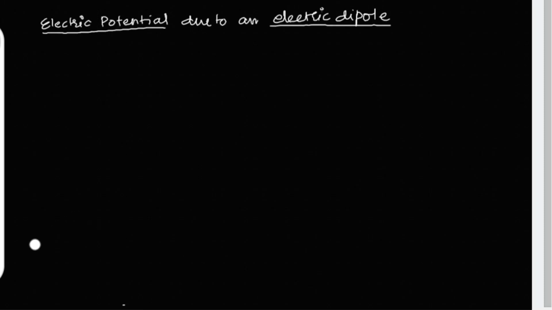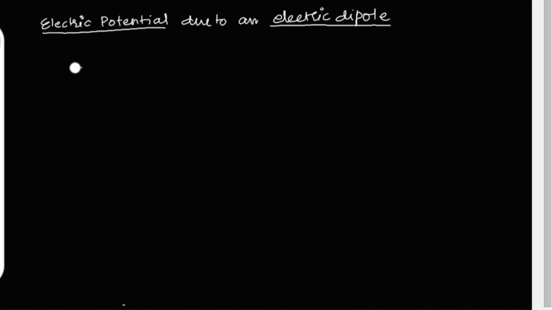Hello students, today we are discussing electric potential due to an electric dipole. Before learning this, we should know what an electric dipole is. In the previous standard we learned what an electric dipole is, isn't it?